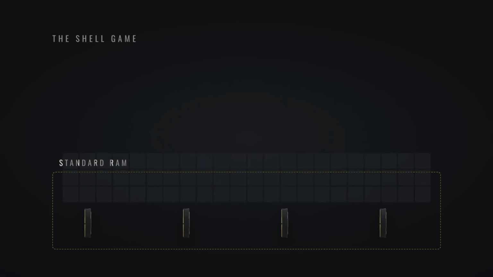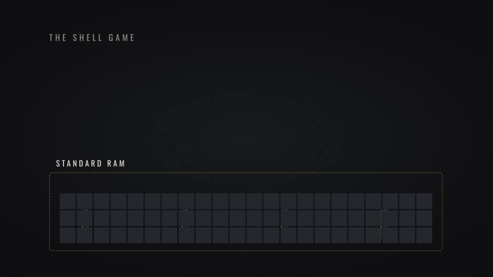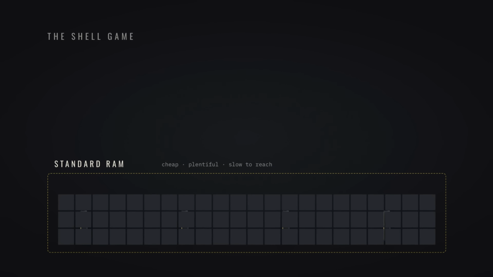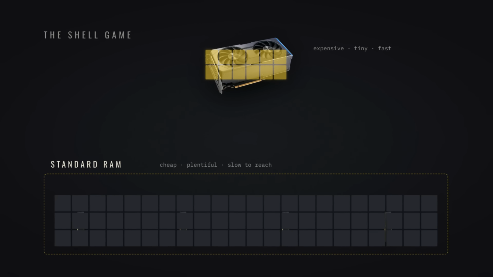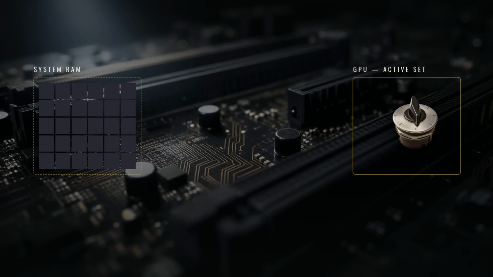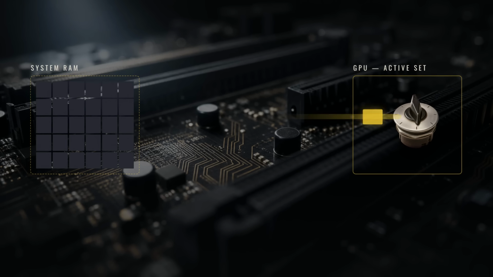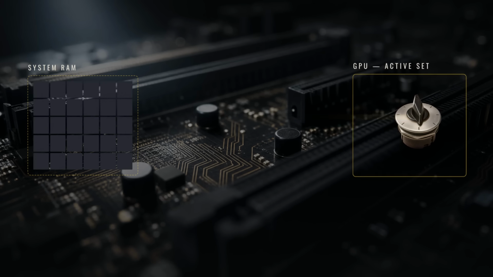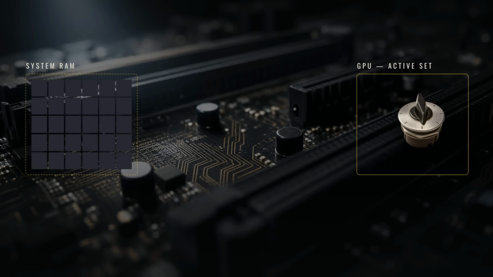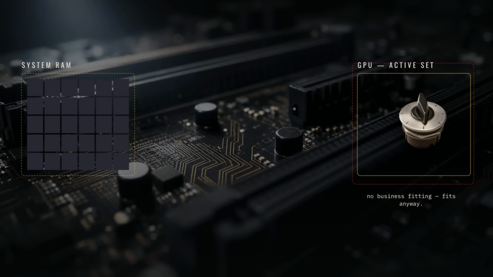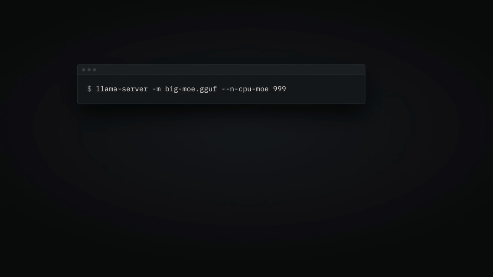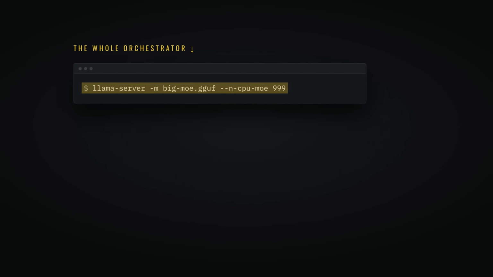The pattern is basically a digital shell game, where you park the pile of inactive parameters in your computer's standard RAM, which is cheap and plentiful, so you only have to keep the active experts loaded directly on your expensive graphics card. When the router needs a specific piece of the model for the next token, it just yanks it across the motherboard right when it needs it. This is exactly how home builders are stretching consumer hardware onto open architectures that have no business fitting on their physical cards. And you're skipping the custom orchestrator entirely, because the routing flags are literally just one line in a command you run from your terminal.